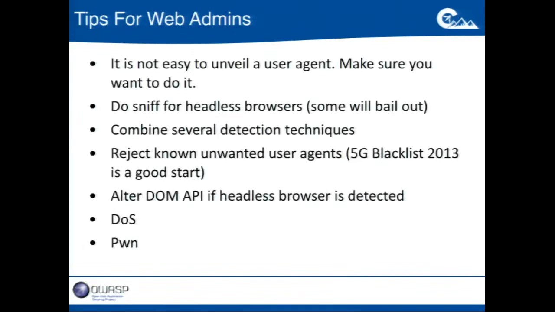So a little bit technical will be okay. We mentioned a lot of different ways to detect it. You can combine them, and you can reject known unwanted user agents. A good start will be the 5G blacklist 2013. I think they have an update this year, I don't know.